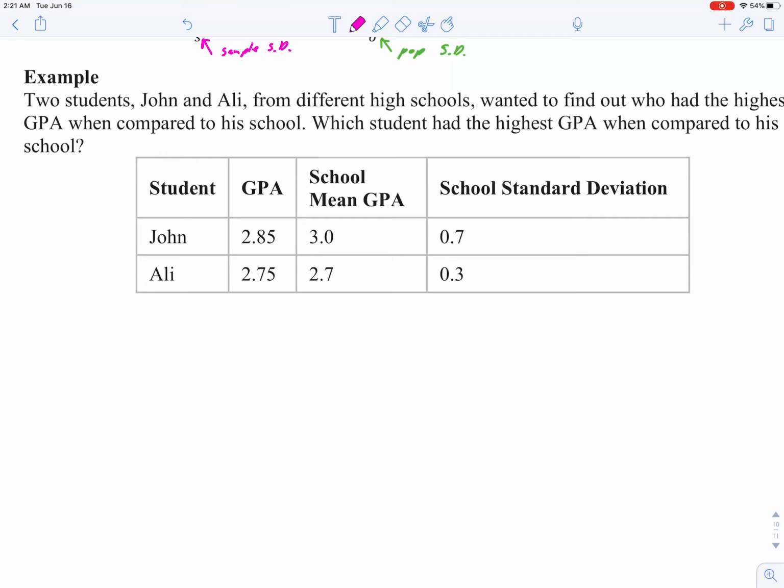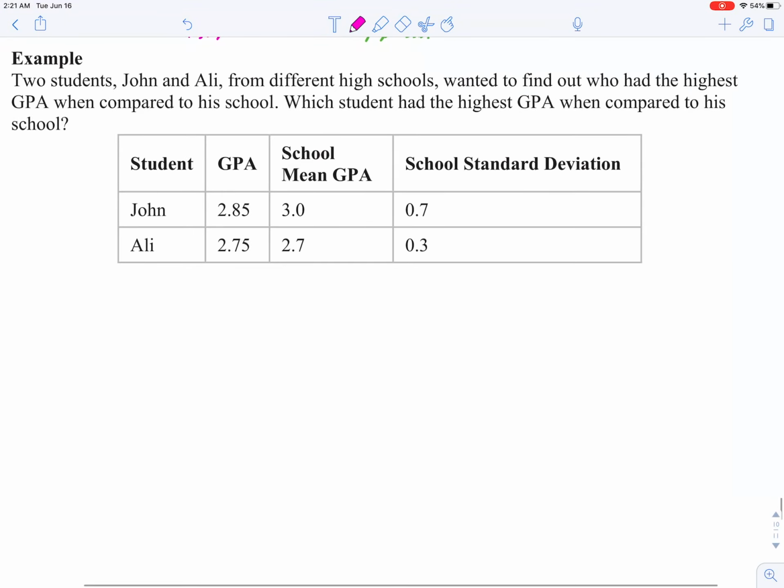So this is a typical homework test quiz question here, or type of question. So here we go. Two students, John and Ali, from different high schools, wanted to find out who had the highest GPA when compared to their own schools. Not compared to each other, but compared to their own schools. Because to each other, that's easy enough. Well, 2.85 is bigger than 2.75. Obviously, John did better. But it depends on the school and the level of difficulty and all that. So we're going to convert these GPAs to z-scores and then compare the z-scores.